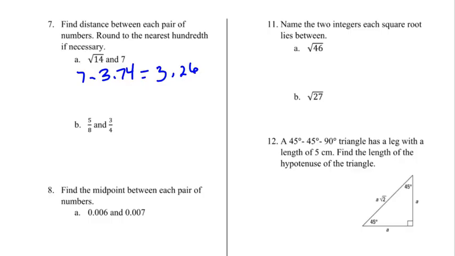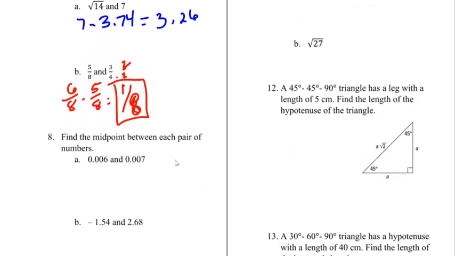Next, 5/8 and 3/4. I need common denominators. The common denominator of 4 and 8 would be 8. So if I multiply the denominator by 2 and the numerator by 2, I now have 6/8 minus 5/8. And that's going to give us 1/8. So those 2 points are 1/8 apart.